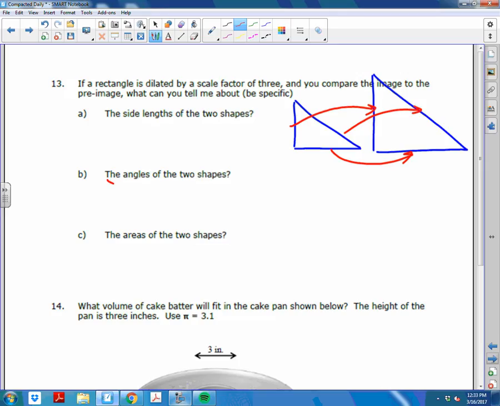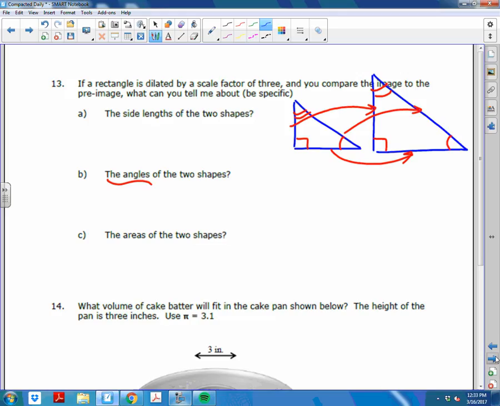What happens to the angles of the two shapes? They do not change. So how do we say they do not change mathematically? They are congruent. The corresponding angles are congruent. The corresponding sides change. Wait, but it's a rectangle. I know, it's easier to give you an example using this. Okay? And the areas, what happened to the areas of the two shapes?